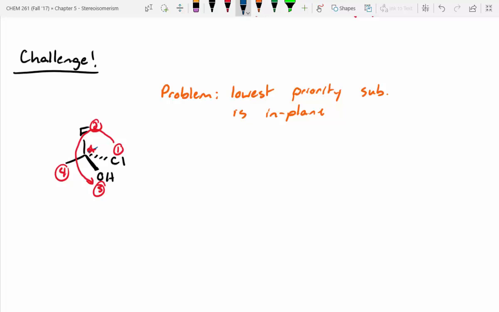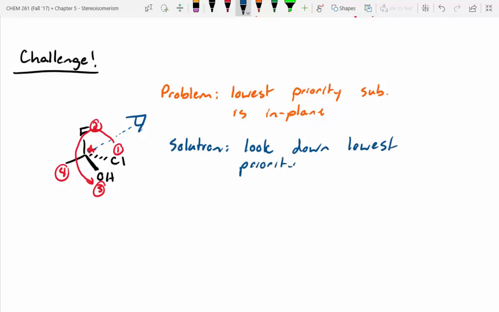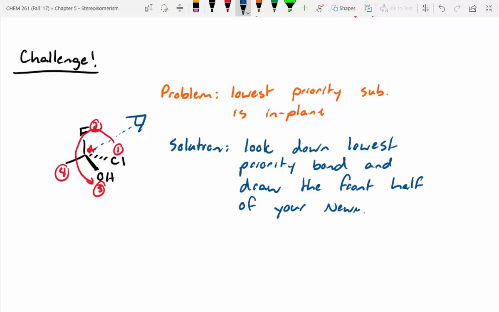What I like to do as a solution is imagine looking down this bond. So look down the lowest priority bond, and draw the front half of your Newman. All right, so I'll give you guys a minute to do that, but then I want you to talk with your neighbor and determine whether or not that's an R or an S if you look down that lowest priority bond.